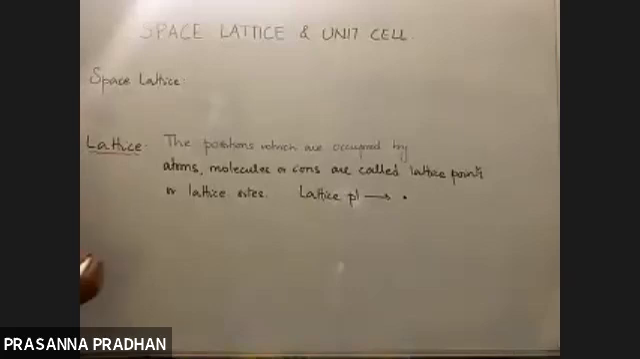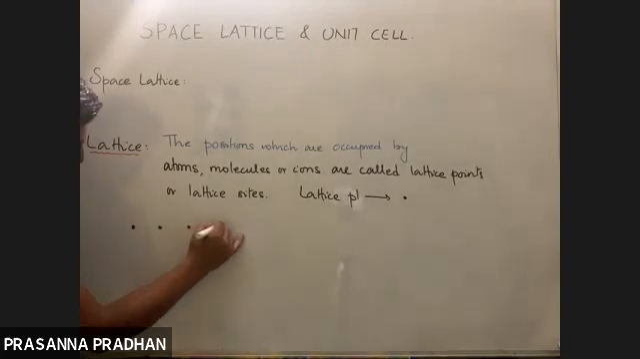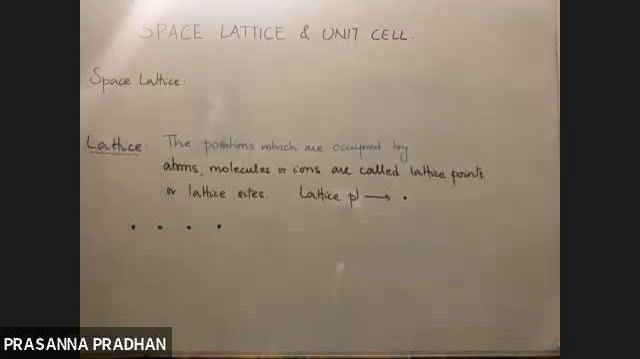For example, if I draw points at regular intervals like this, what does this represent? These represent lattice points along one dimension, along a line. So these points are known as lattice points, and at these points some atoms or molecules are present.